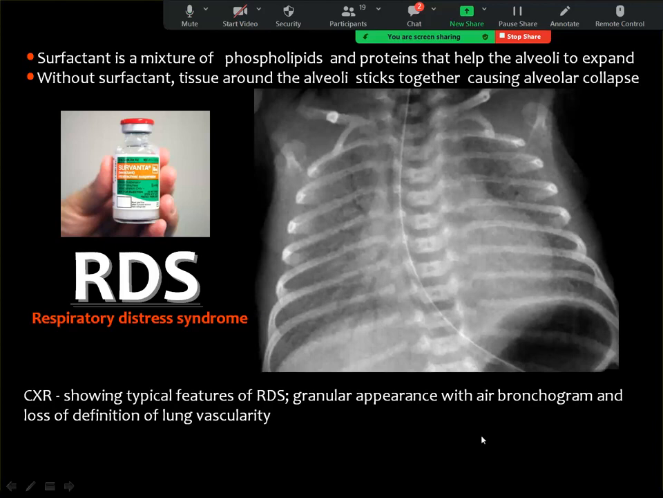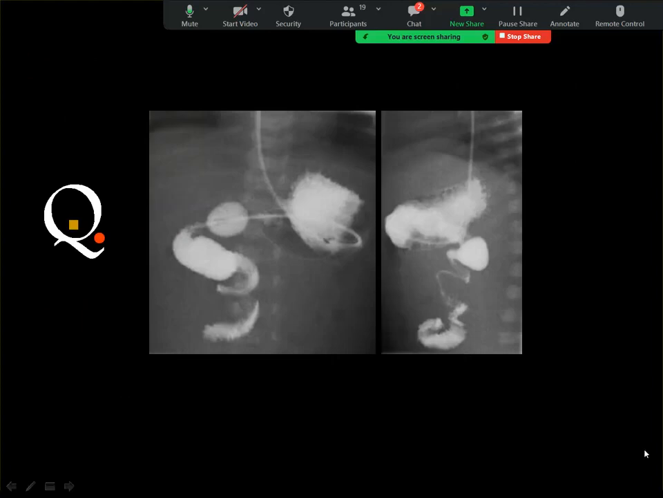this condition. And this is the surfactant, which is a mixture of phospholipids and proteins, and this will help the alveoli to expand. And the tissue, the alveoli sticks together without surfactant, causing alveolar collapse. Then the patient will be ventilated and injected also with surfactant.